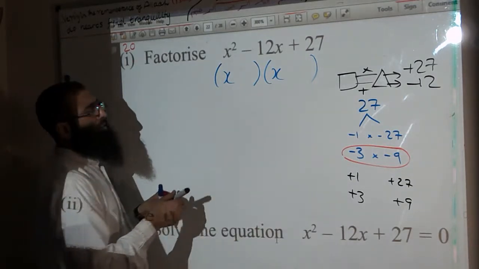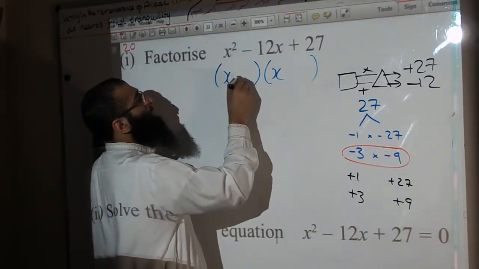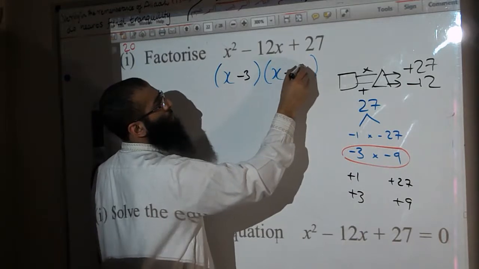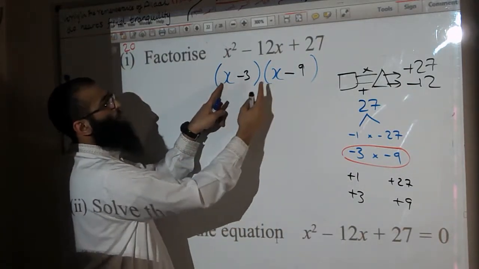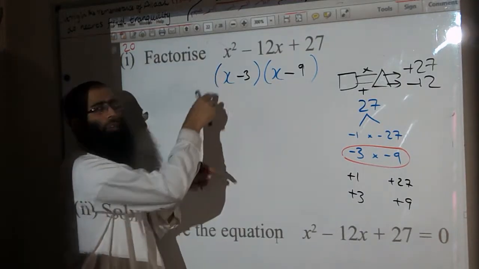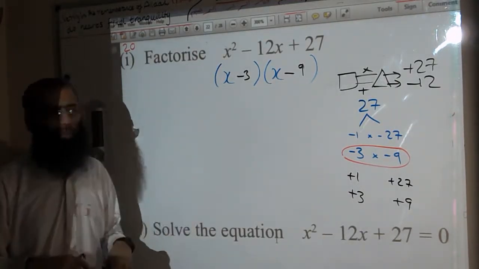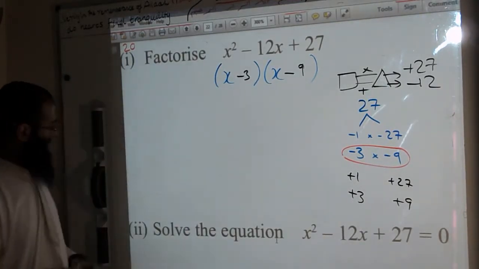So what do we do with those minus 3 and minus 9? We put them in the brackets. Now, does it matter the order I put them in? No. It doesn't matter because the coefficients of the x here are 1 and 1. If that was 2 or 3, then the order is very important. So we have now factorized it.